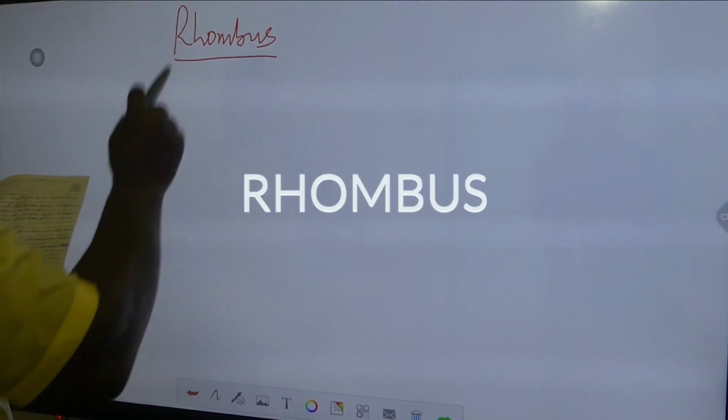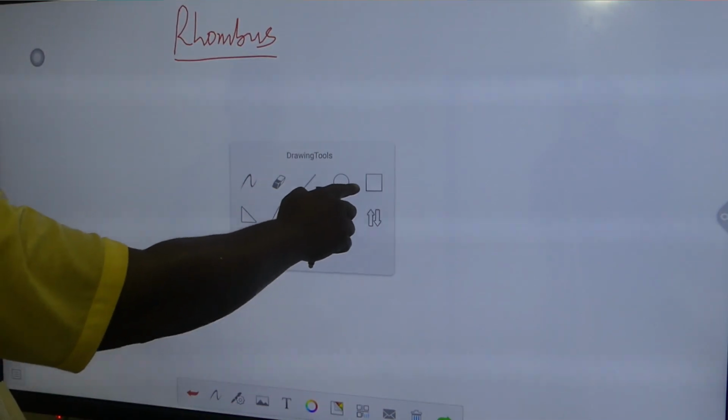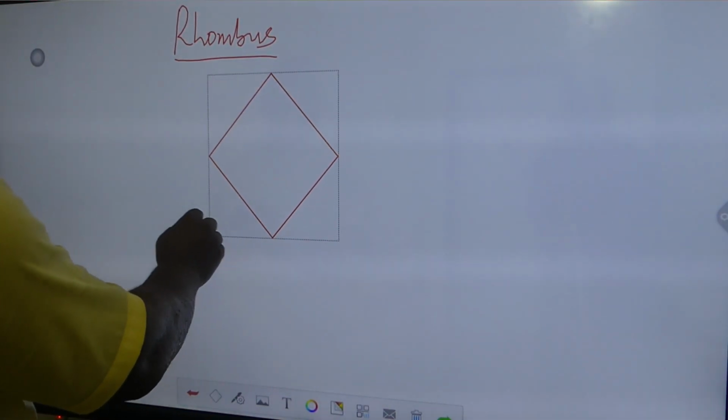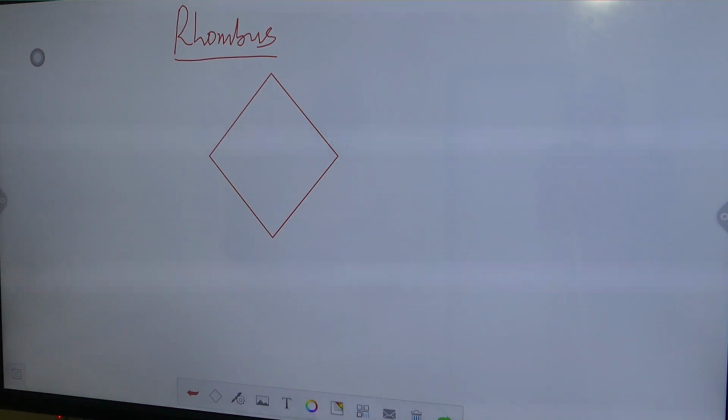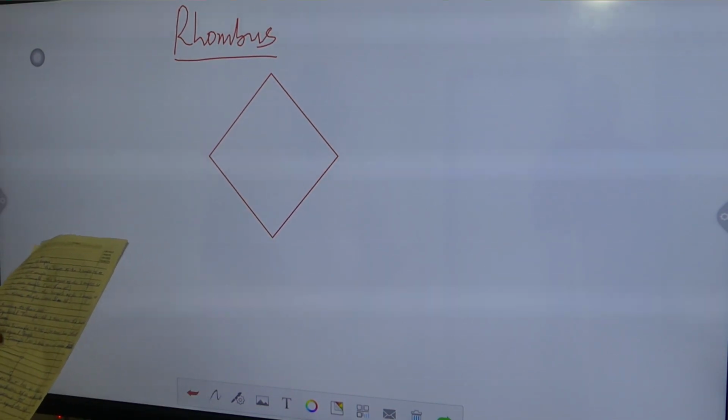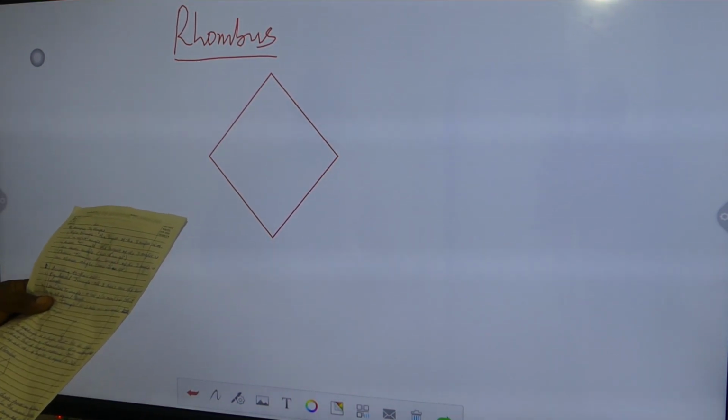The rhombus is a plane shape and is formed by 4 straight lines. Let's draw the rhombus. So this is a rhombus.